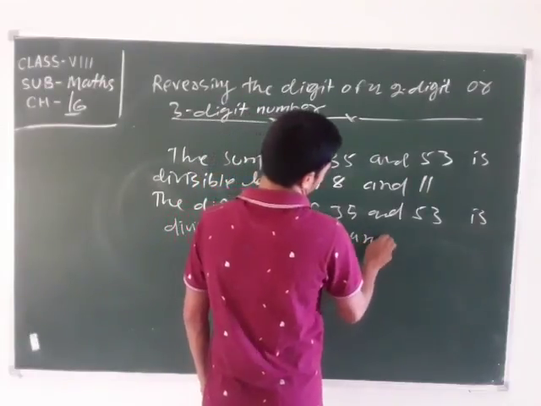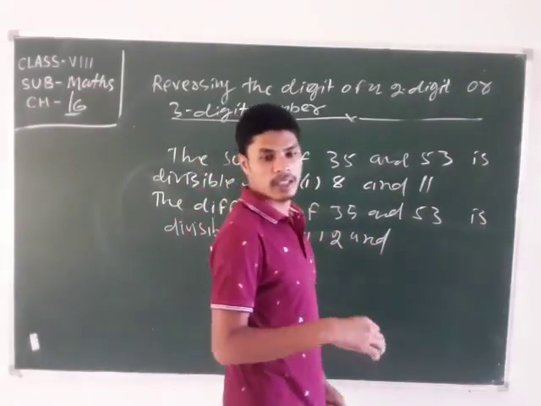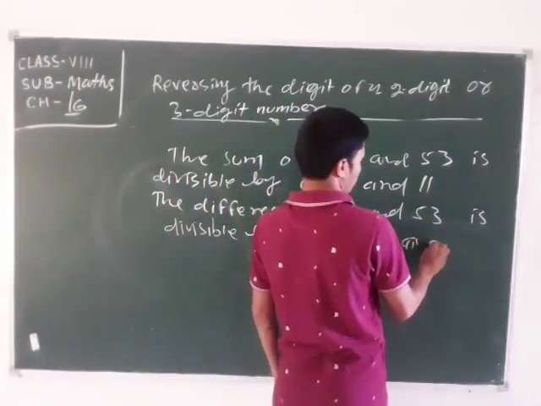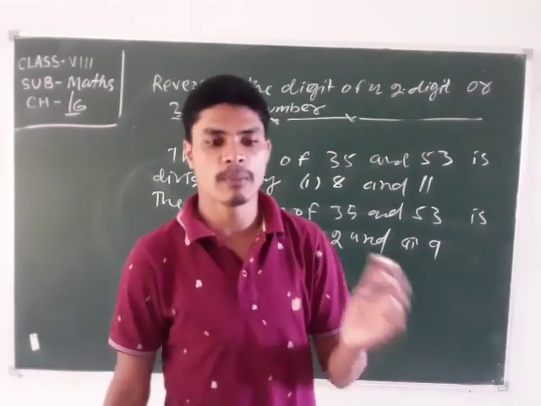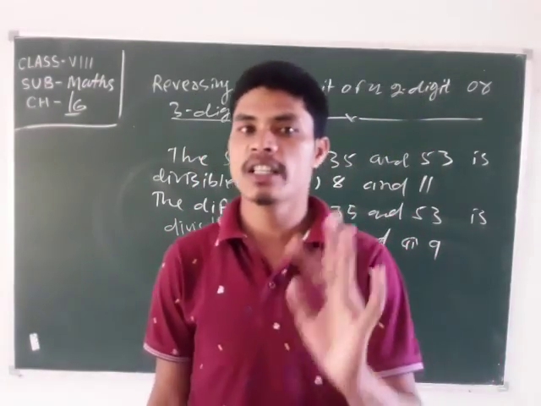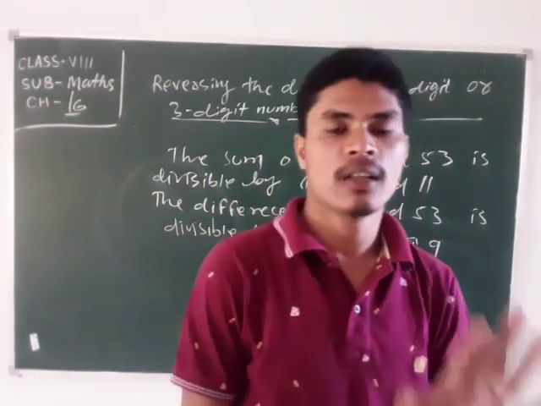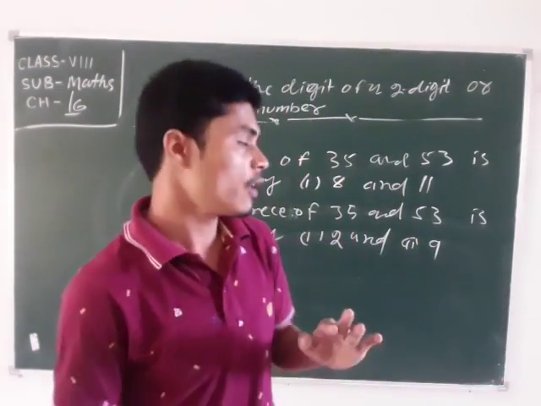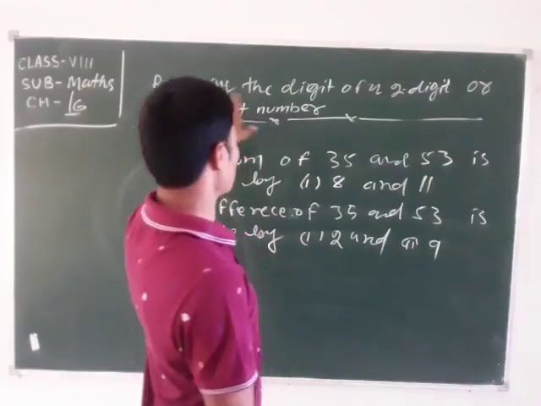By 2 and, what's there, the 18 is there. That means 9, divisible by 2 and 9. Keep in your minds, if the numbers are 35 and 53, their sum is divisible by 8 and 11 and their difference is divisible by 2 and 9. Okay, so here we have now learned the other 2-digit numbers.